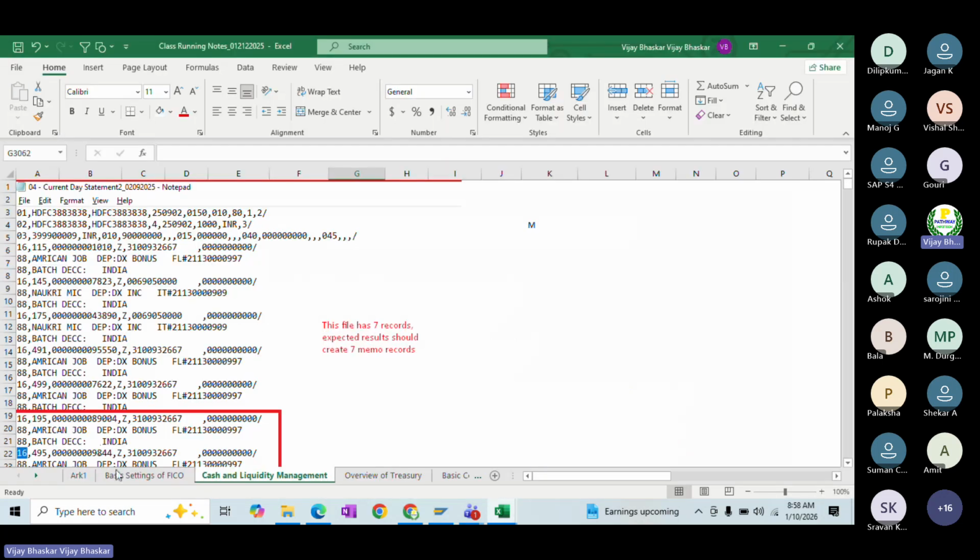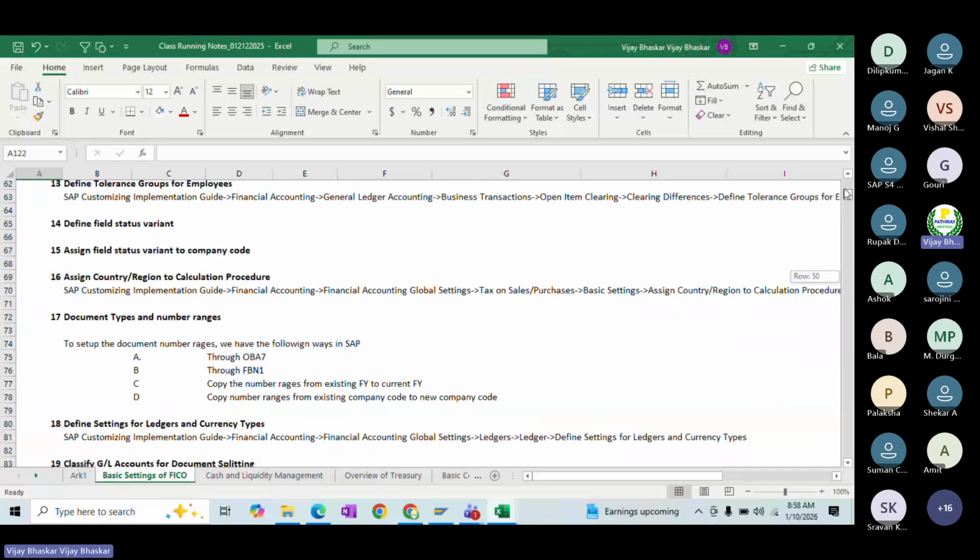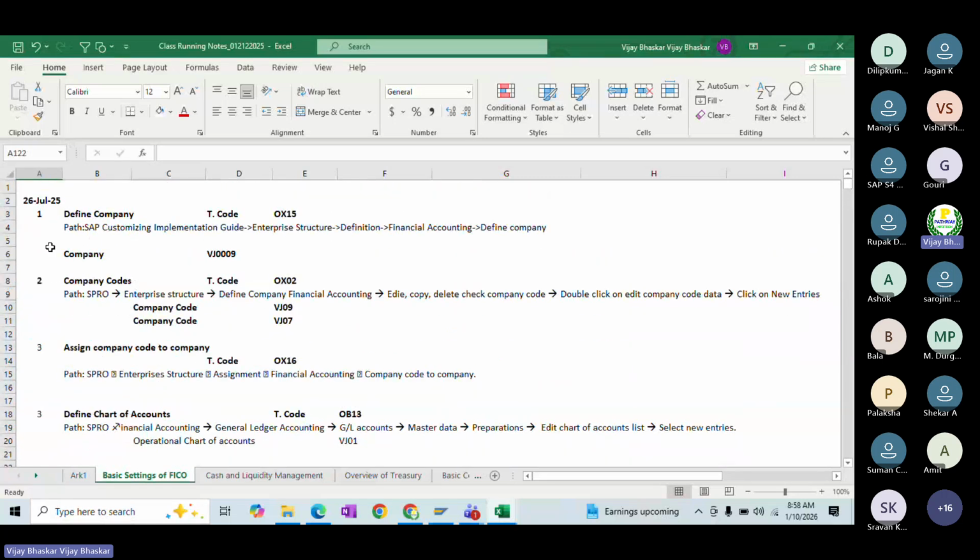You can see that for the majority of the cases, I have not taken screenshots of the FICO basic settings, because the majority of people might already be aware of this. If it is still needed, then I have separate documentation for this one, and I'm going to share it, except for that basic configuration, wherever it is needed.